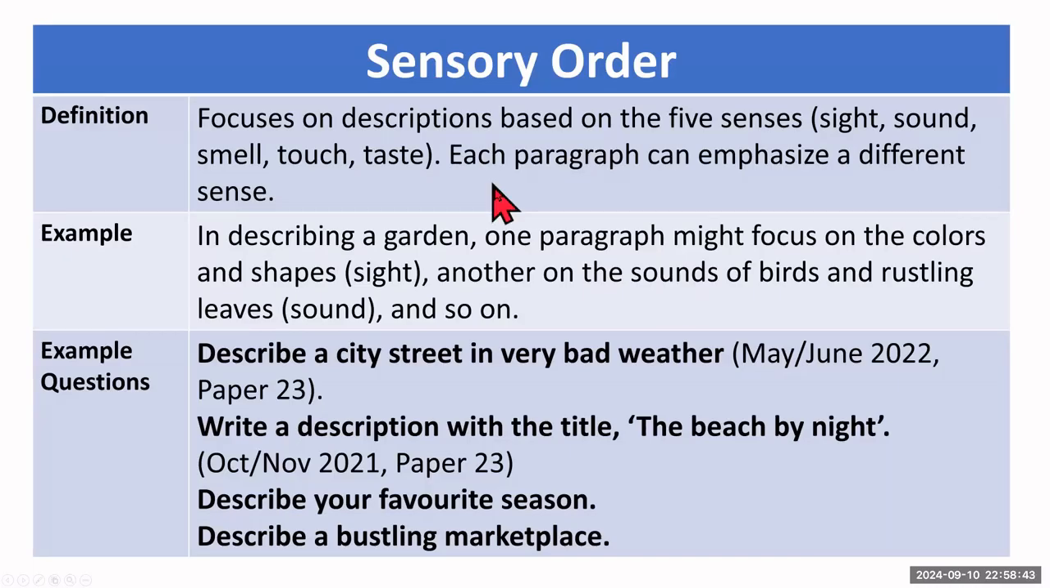Okay, lastly, we're going to do sensory order. It focuses on descriptions based on the five senses: sight, sound, smell, taste, and touch. So each paragraph can emphasize a different sense. For example, in describing a garden, one paragraph might focus on the colors and shapes, another on the sounds of birds and rustling leaves, and so on. The British spelling of color should be COLOUR.